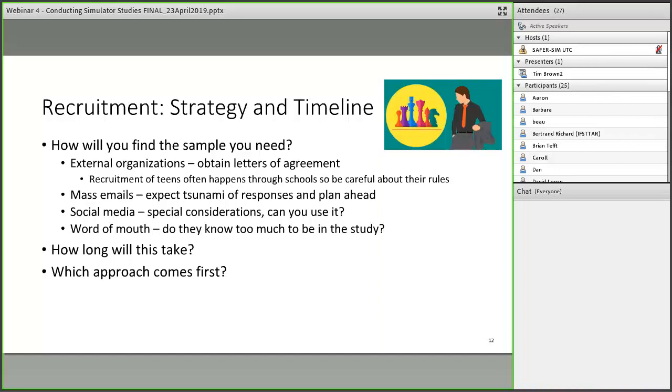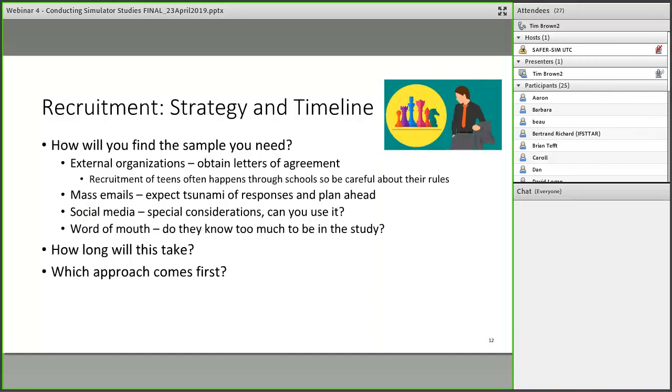You're going to recruit through external organizations. So this is often popular when you're using special populations. So if we're trying to recruit teen drivers, we might want to recruit through schools. If we're recruiting older drivers, we might want to recruit through a senior center. And so there's a lot of examples that you might look at.